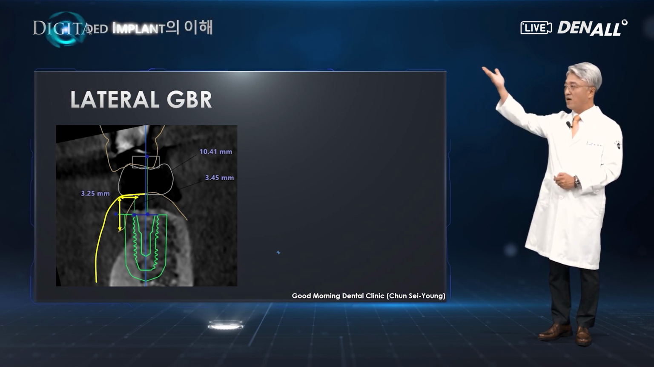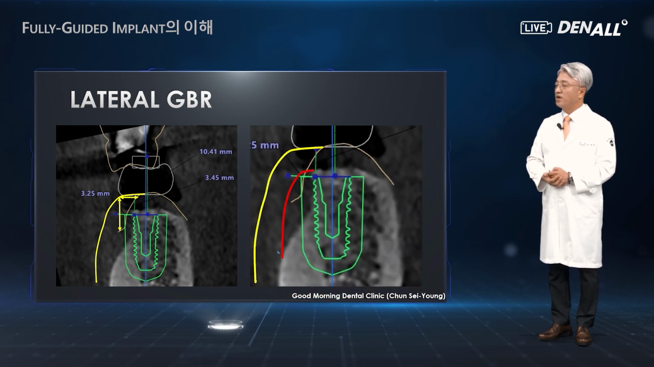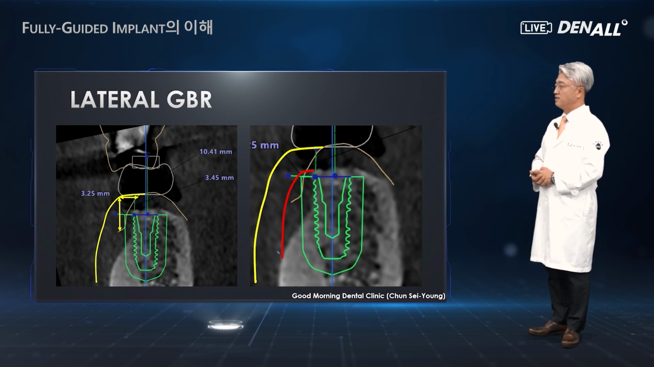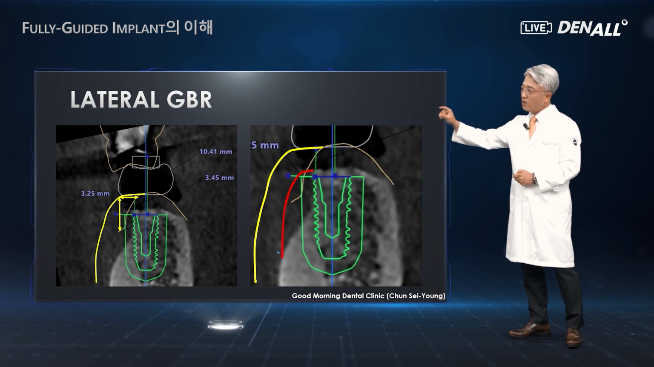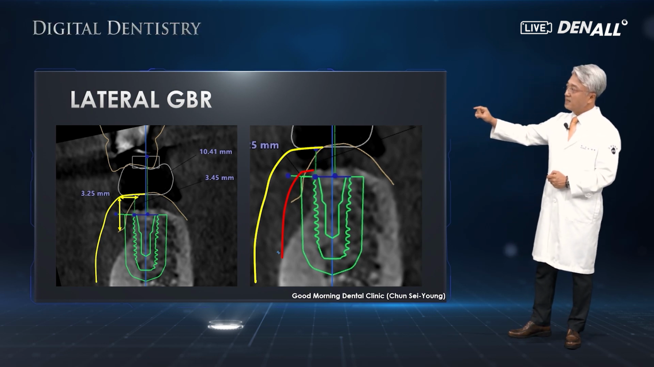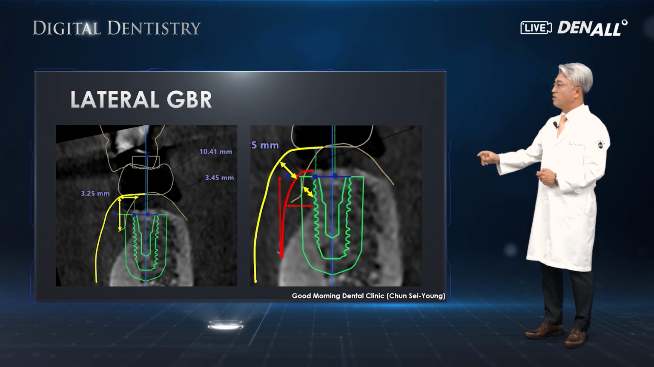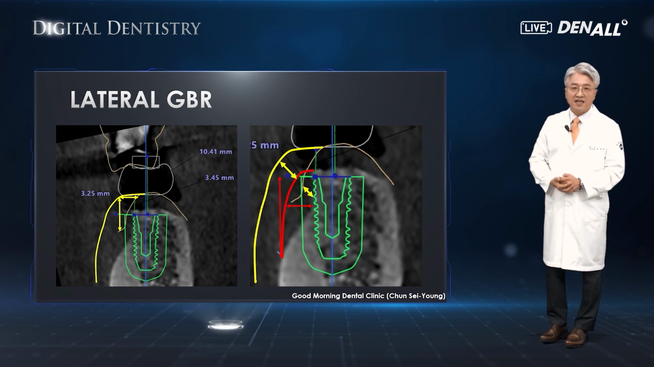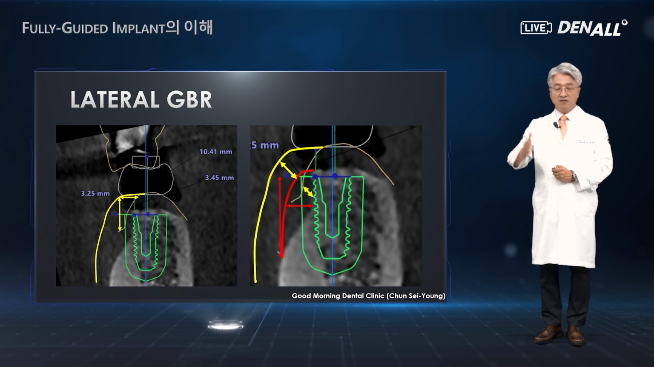So the gingiva will be raised superiorly and buccally. Then this much bone graft is needed. If you look at actual thickness of the gingiva before bone grafting, it is pretty good. If we need this much gingiva thickness, not only the bone graft but also soft tissue graft is needed.